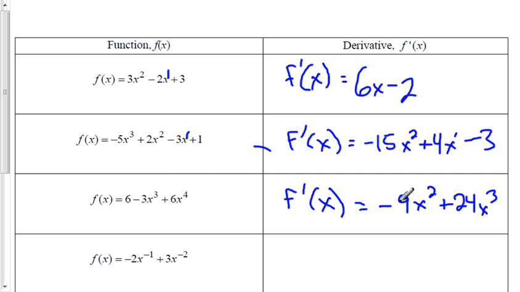Then I go 3 times negative 3 is negative 9. 1 less for a degree. 4 times 6 is 24. And that's x to the third.